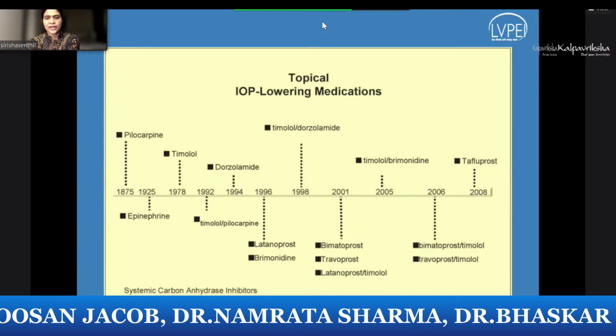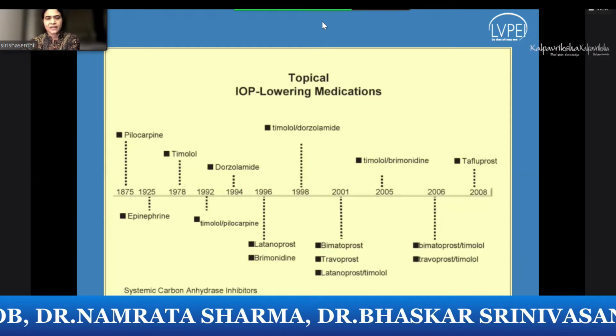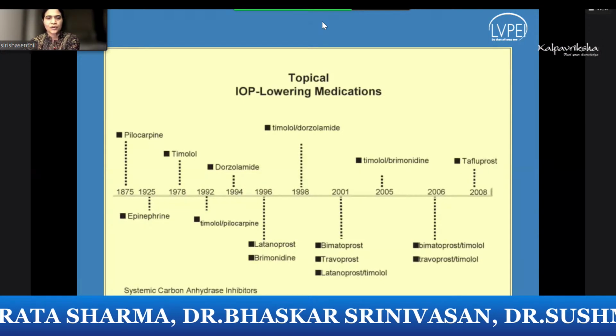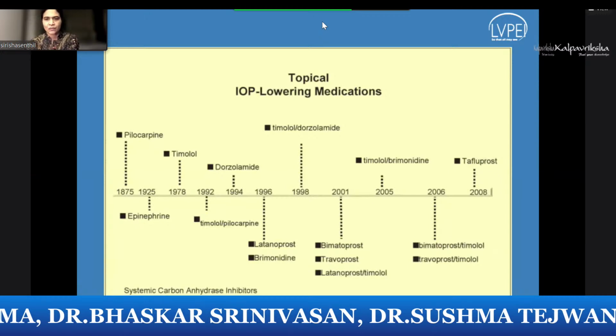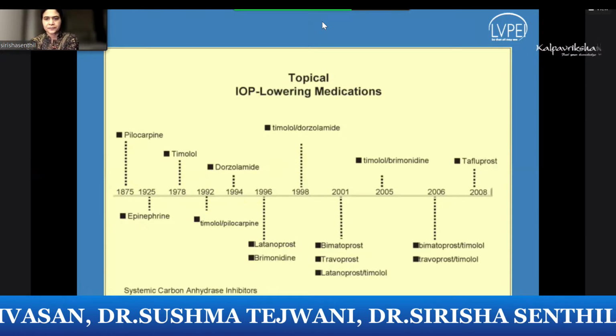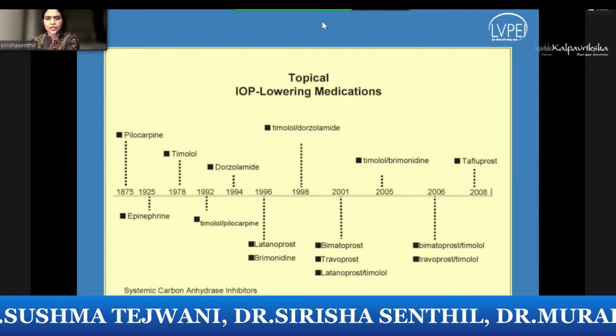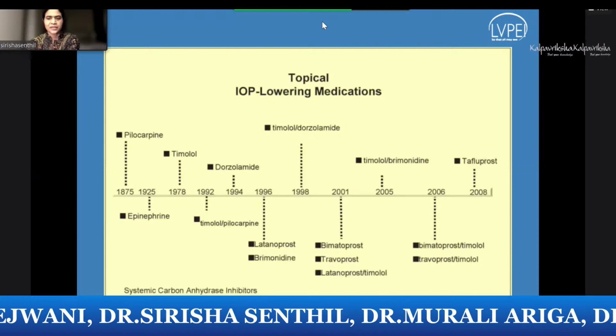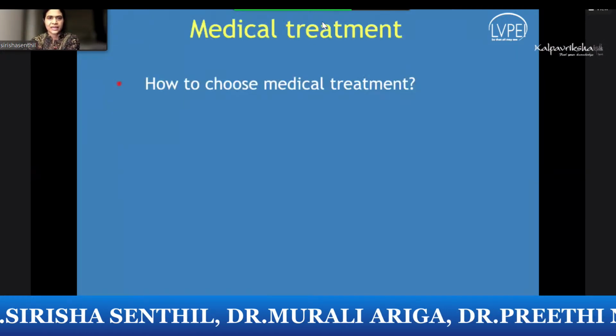So looking at various anti-glaucoma medications that are available now, pilocarpine and timolol were the earliest ones, and now we have all the other additional medications that are there. This chart actually does not include the newer medications, which I will be showing you in the subsequent slides.